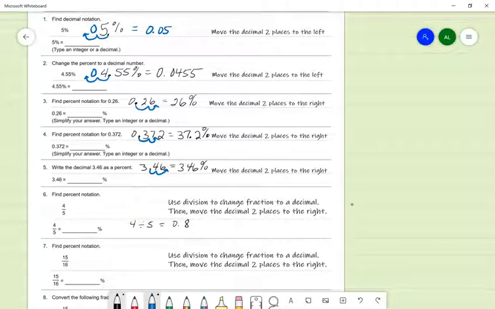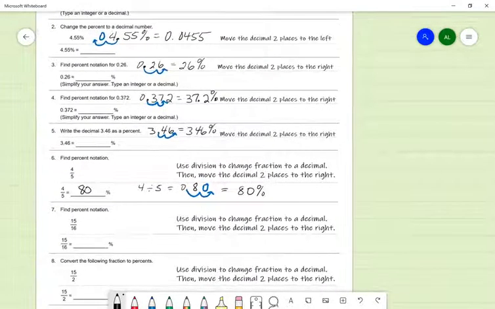So moving the decimal point 2 places to the right converts 0.8 to a percent. So we're going to move it once. In order to move it twice, we need to add a 0. Now it's behind this 0, so the percent is 80%. 4/5 is equal to 80%.